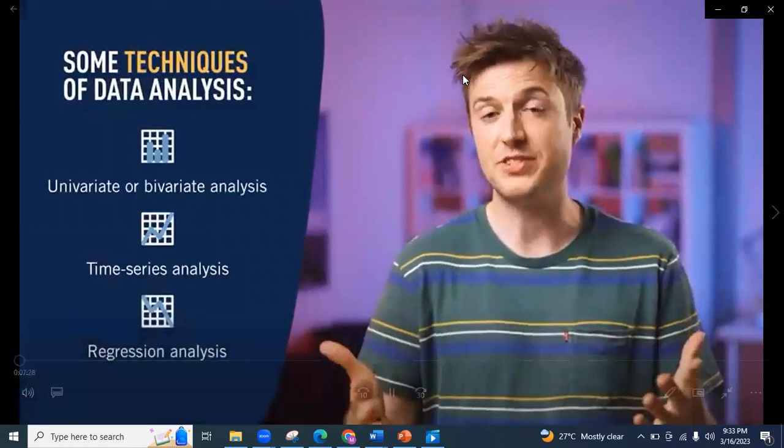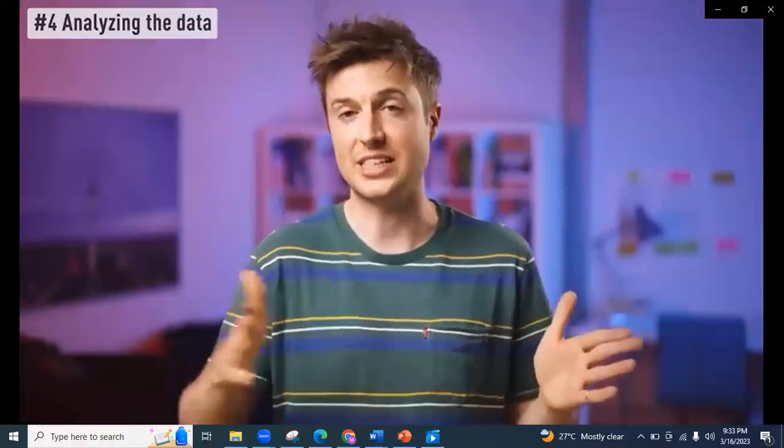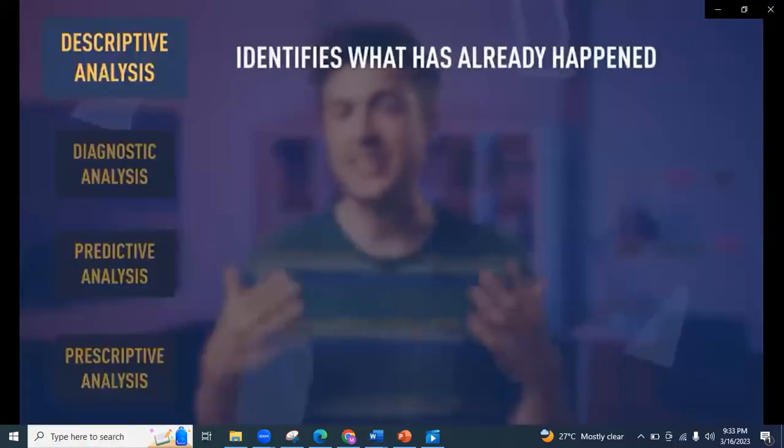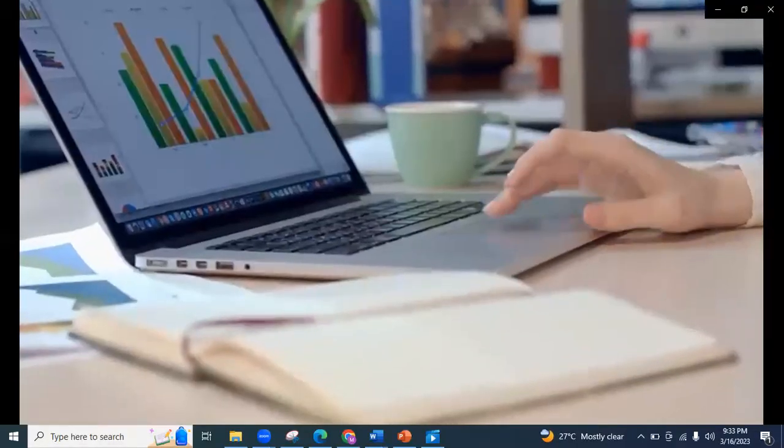More important than the different types, though, is how you apply them. This depends on what types of insights you're hoping to gain. Broadly speaking, all types of data analysis fit into the 4 following categories. Descriptive analysis, which is analysis which identifies what has already happened. This is a common first step that companies do before proceeding with deeper explorations.